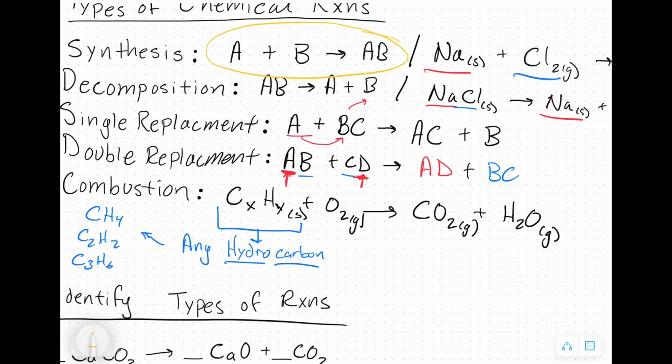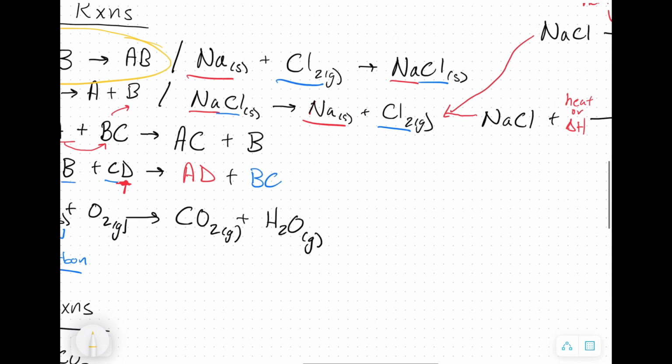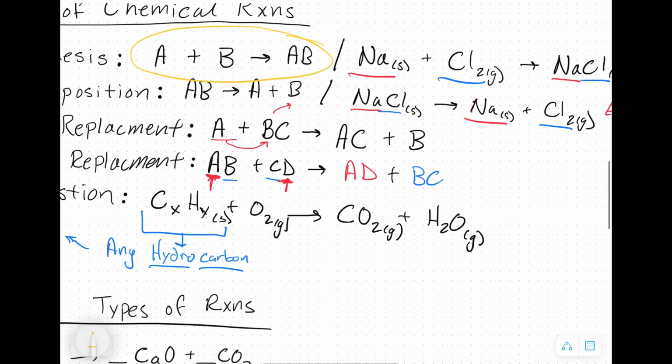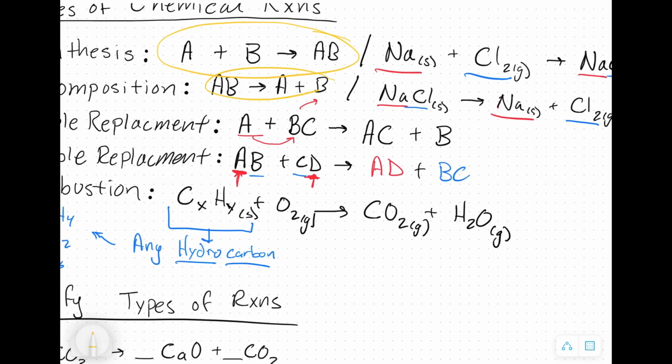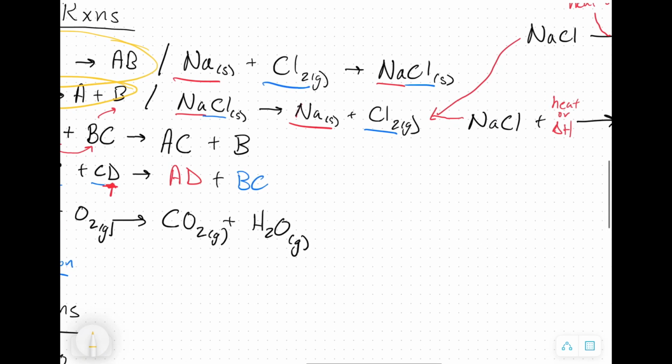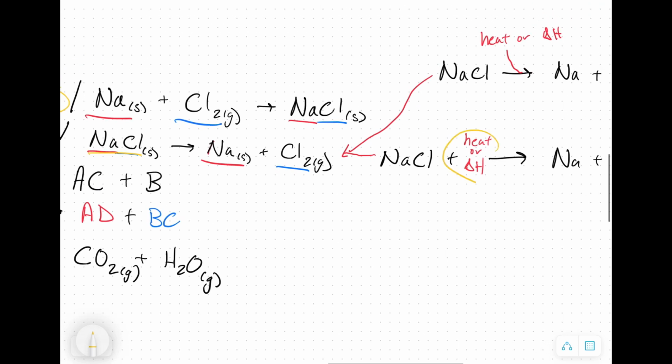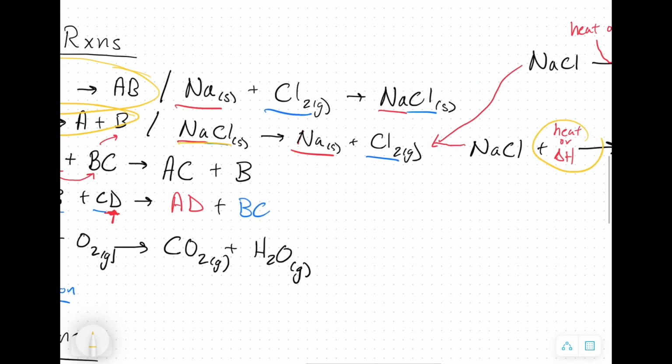You start with two things, you make one thing. So thinking about an ionic bond, right? Sodium plus chlorine is going to make sodium chloride. You should also know decomposition, so that's going to go in reverse. You start with one thing, sodium chloride. With a little bit of heat, a little bit of energy, we can break that down into two different things. So it's kind of just the opposite.